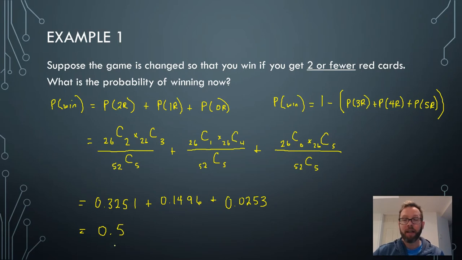So we get exactly 0.5, which actually makes sense because there's 3 cases where we win, 2 reds, 1 red, 0 red. And there's 3 cases where we lose, 3 red, 4 red, 5 red. And because there are exactly the same amount of red cards and black cards in a deck, it actually makes sense that we got 0.5, or 50%.